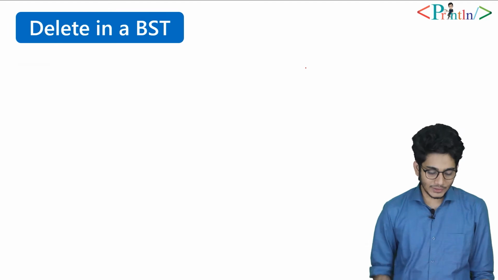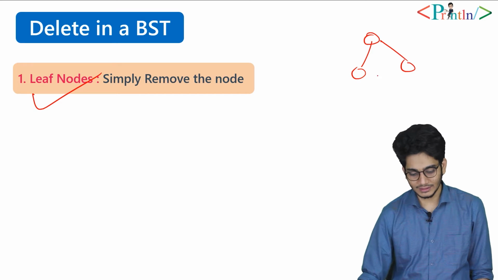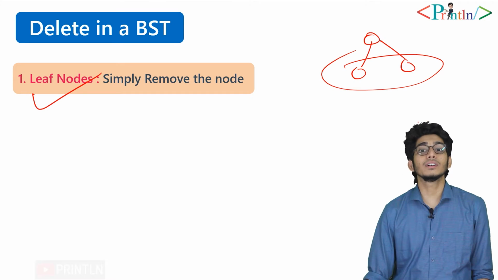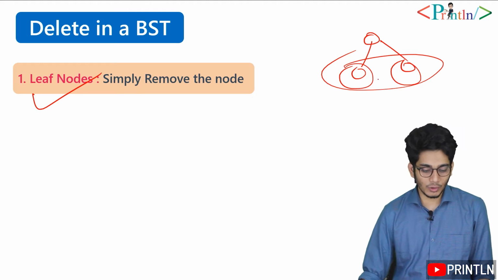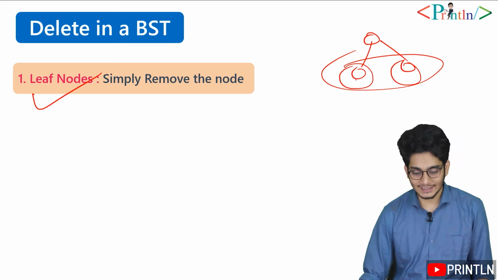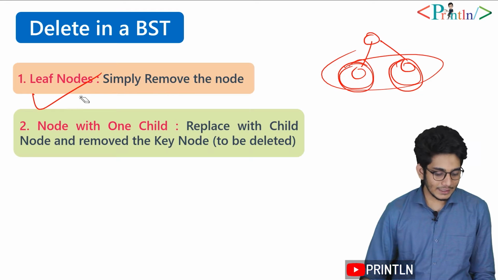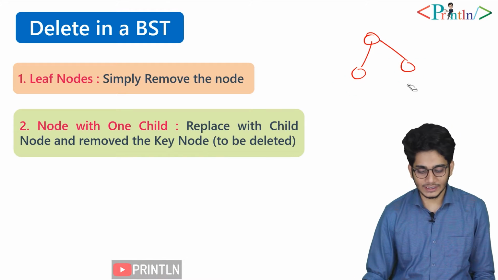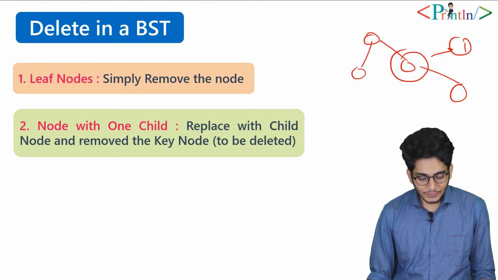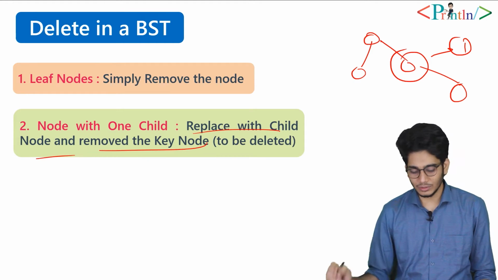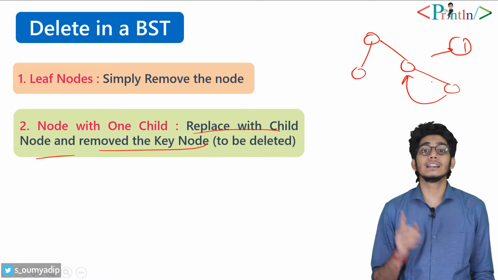So what are those? Let's say that we'll delete a leaf node. Leaf node means these are the leaf nodes, right? If we are trying to delete the leaf nodes, we'll simply remove these nodes. If we don't have any child, we'll simply remove the node. That's all. Let's say that we have a node with one child. What we'll do is replace it with the child node and remove the key node. We'll just replace this with the child node and deallocate the memory.